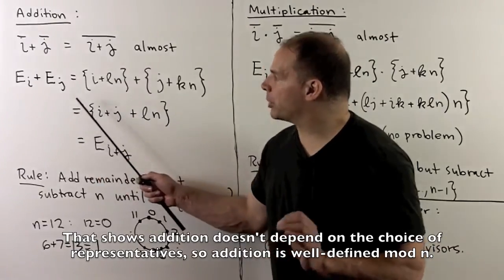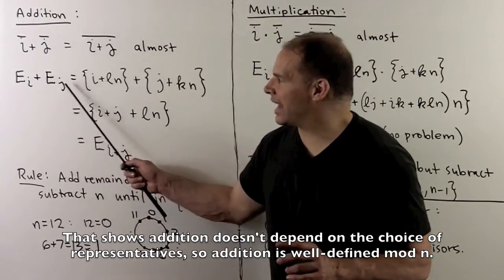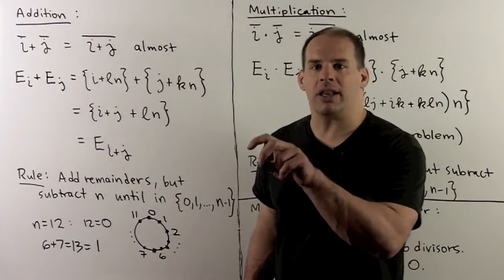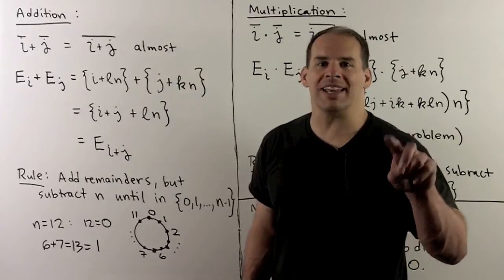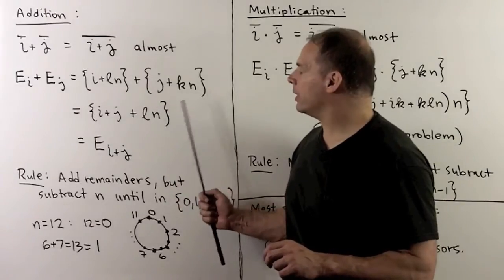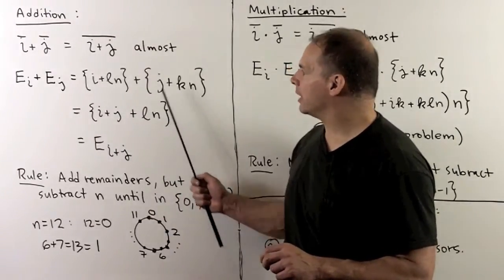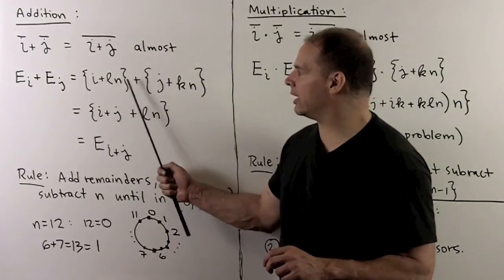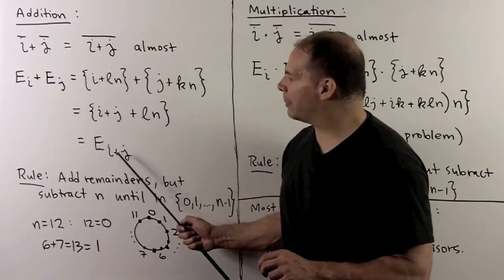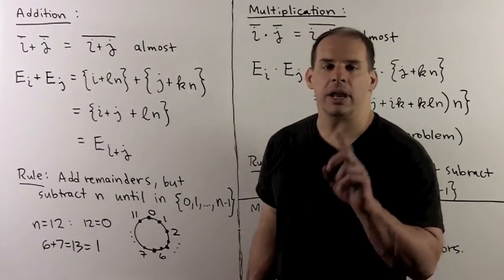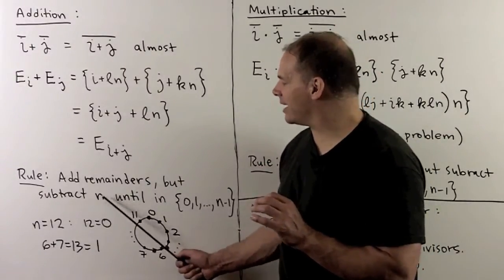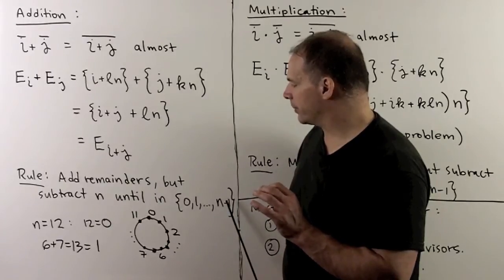Now, what we're doing here precisely: if I take this class and add it to this class, the way I'll define addition is just to take elements from one class and add them to all elements in the other class. So we take elements of this form, add them to elements of this form, and we get all elements of this form. We just take the kn plus the ln and write that as ln. So this is going to give us the class for i plus j. If we want to describe it in terms of the remainders, then we have to add or subtract n until we wind up back in the set of labels.